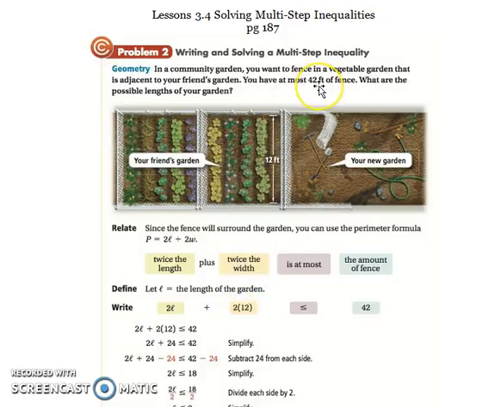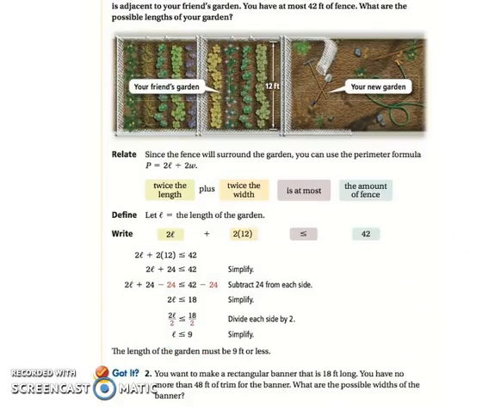You only have 42 feet of fencing. At most means you can't go over 42. So that means less than or equal to 42. So the only thing we need to solve for is L. So 2 times 12 is 24. Subtract that out. So 2L is 18, which means L turns out to be 9. 18 divided by 2 is 9.